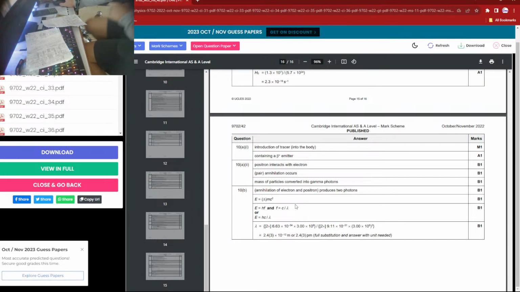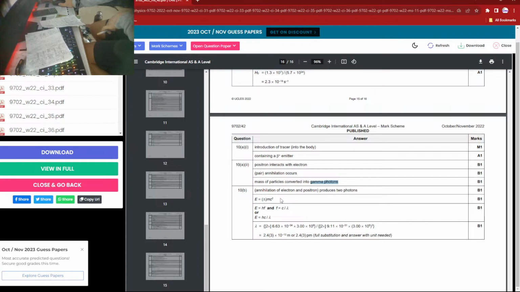Okay, next one. Positron interacts with electron. Okay, annihilation occurs, mass of particles converted to gamma photons. And for this one, since the whole mass of the interaction of positron and electron gives you the energy of gamma photons, that's why you get E equals mc squared equals hc over lambda.